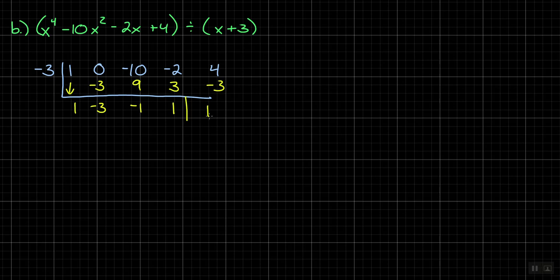Can you tell me what degree we started with in my dividend? X to the 4th. I'm going to kick down 1 and start using these as my coefficients. I know that the answer then, instead of starting at x to the 4th, is going to start at x to the 3rd, or cubed. And it's 1x cubed. You can write the 1 if you want to. Minus 3x squared minus 1x plus 1. And there's something wonky that happened. Plus 1 over x plus 3. My original divisor.